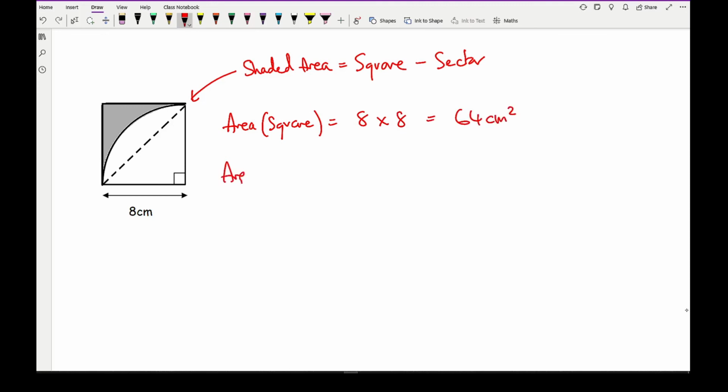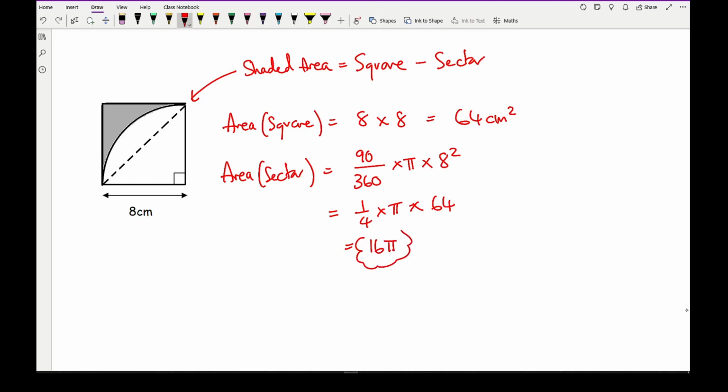Now the area of the sector, and again, hopefully you know the formula by now, so it's going to be 90 over 360 multiplied by pi times 8 squared. So that's going to be 1/4 times pi times 64, which gives me the answer of 16 pi. So using these two measurements that I've just highlighted, that means that the shaded area in terms of pi is going to be 64 minus 16 pi, and that's going to be in centimetre squared.